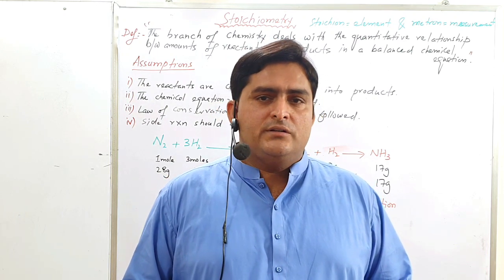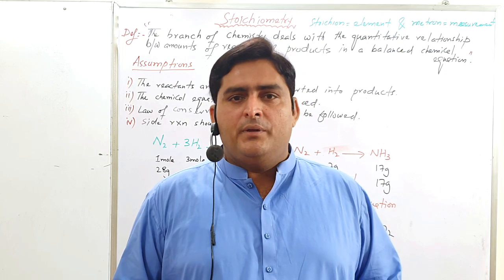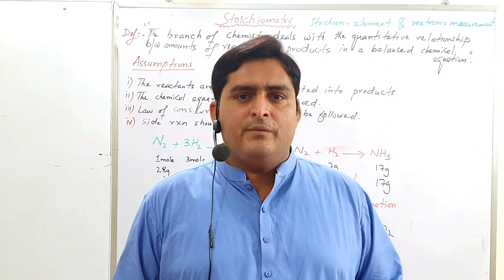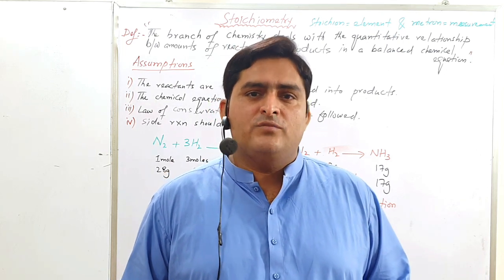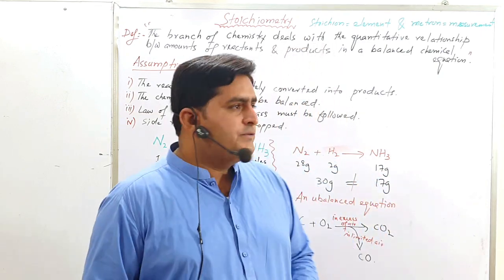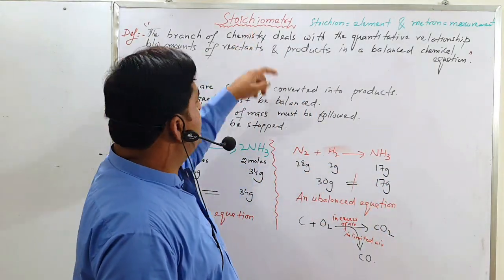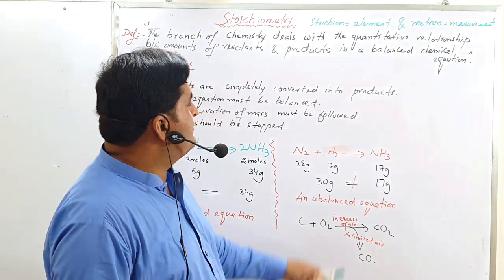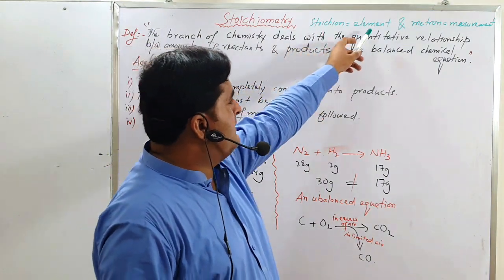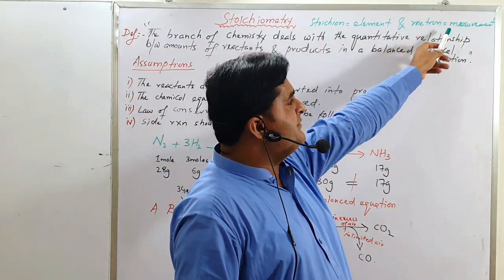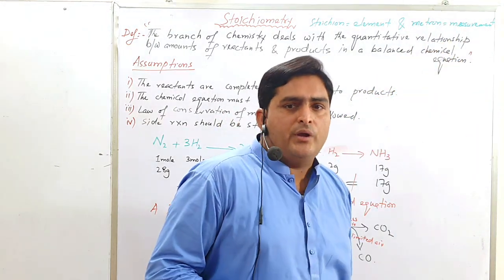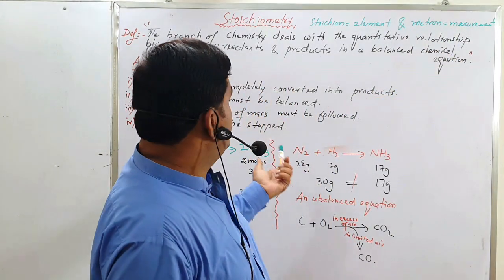Today I will deliver a lecture on a topic belonging to first year chemistry. The topic is stoichiometry. Students, the word stoichiometry is a combination of two words. One is stoichion, which means element, and the other is metron, which means measurement. So this is a branch of chemistry.